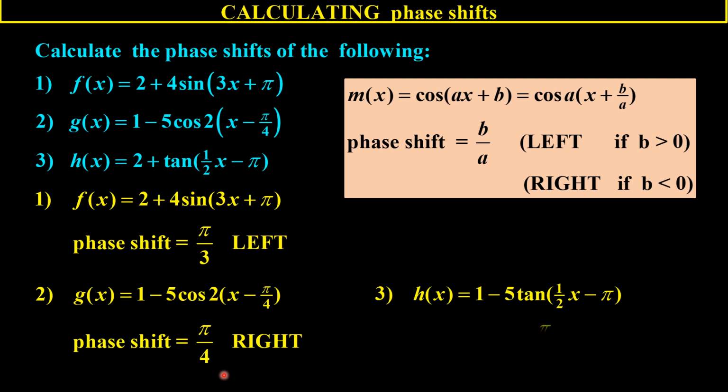The same with the tangent. We do exactly the same. It doesn't matter what trigonometric function we have or what function. It's the same principle we use. So the phase shift will be pi over a half. Pi over a half is 2 pi. And because I have a subtraction there, it's shifted to the right there. So this rule applies to sine, cosine, and tangent.